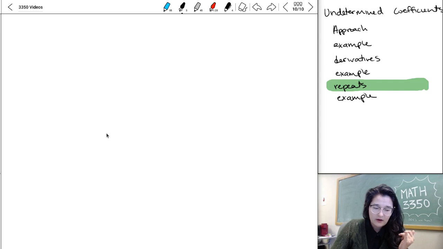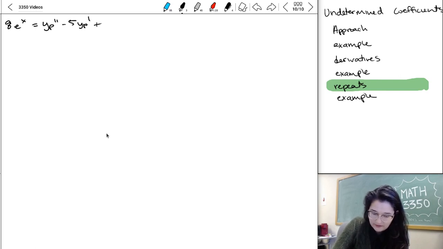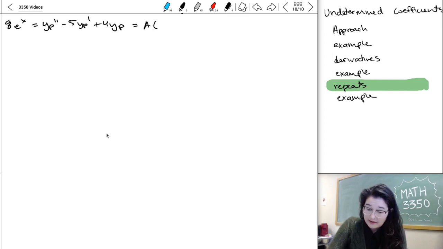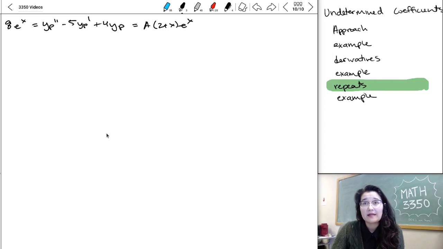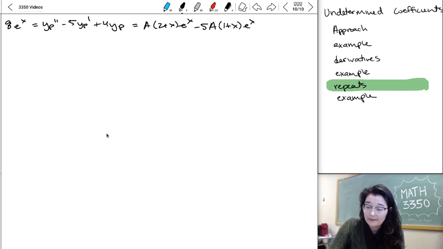But I'm going to get that on the right side was 8e to x, and that's going to stay the same for a while, so I put it over here. And then I want that equal to yp double prime minus 5yp prime plus 4y sub p. That's going to be a times 2 plus x e to x. I just calculated yp double prime. Minus 5 times y sub p, which was a times 1 plus x e to x. Plus 4 times y sub p, which we just assumed was ax e to x.